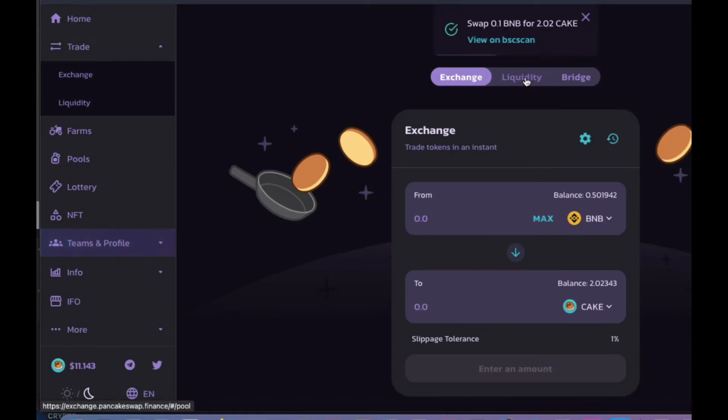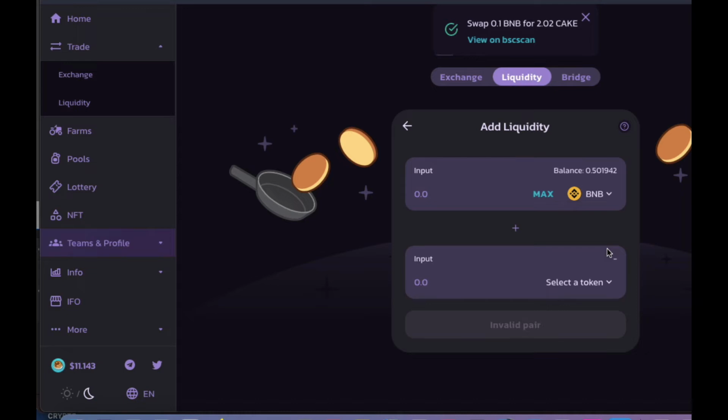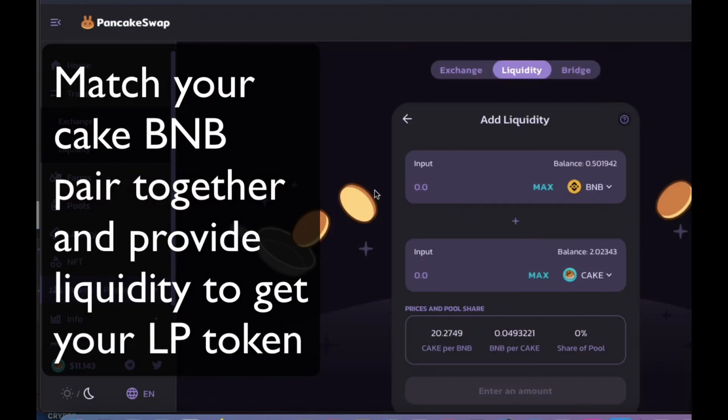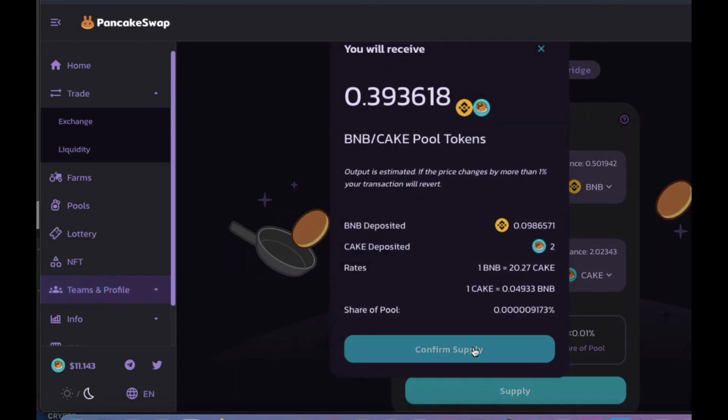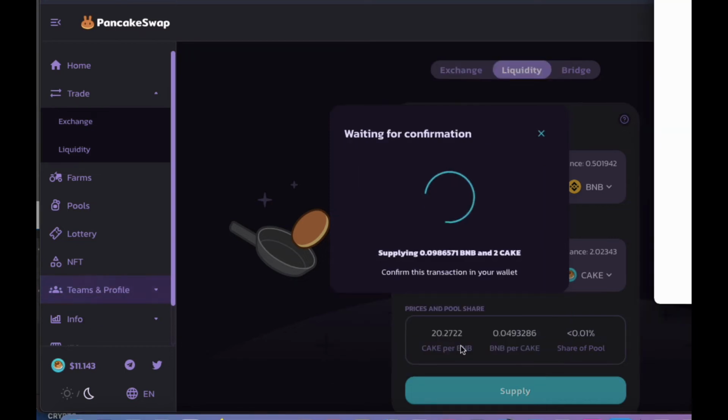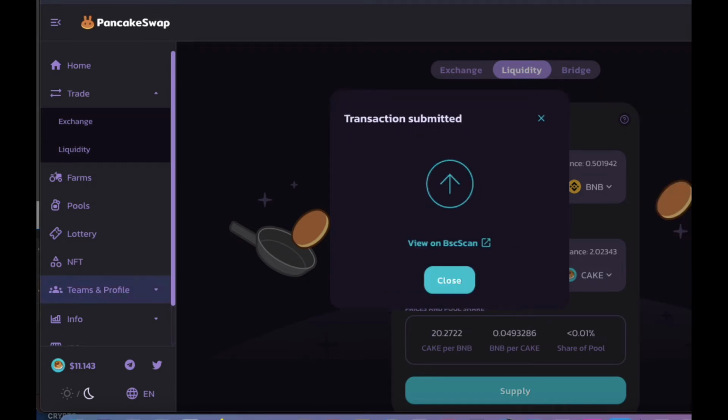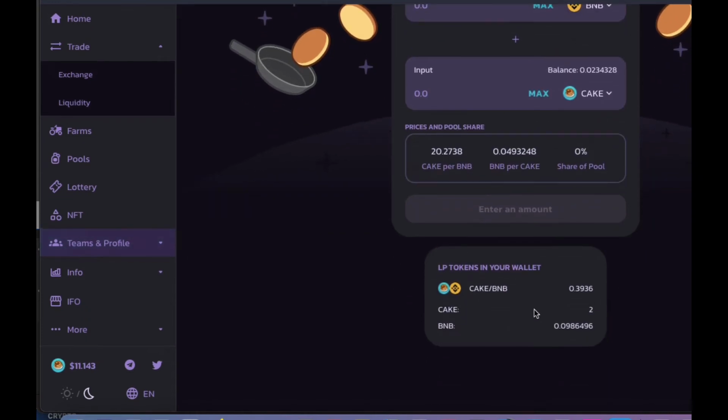Then click on Add Liquidity. Confirm on your MetaMask. After that has gone through, you should see your share of the pool appear below.